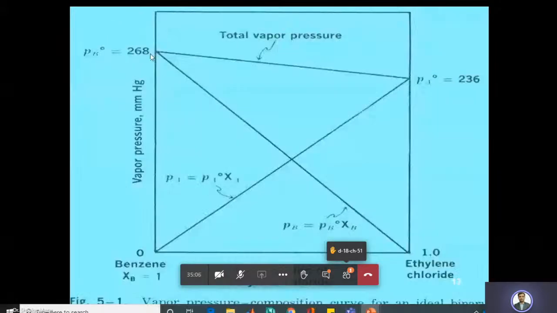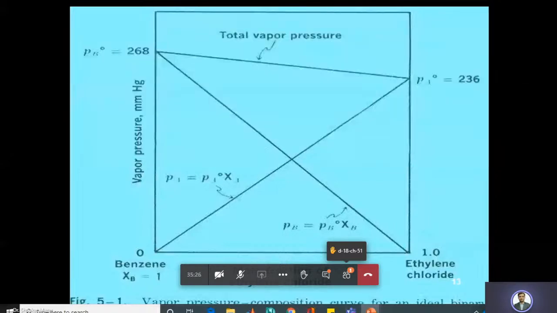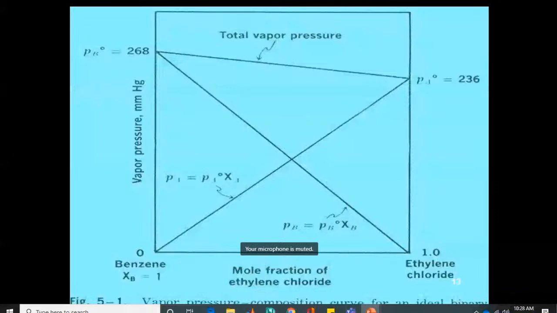Now this is showing PB0. This means that this is the vapor pressure of component B in its purest form. Now these are two extreme ends, where you can see different partial pressures of the two components. Now, if we talk about a system, here you see the total vapor pressure at the top of that graph. That is actually the total vapor pressure of the system.